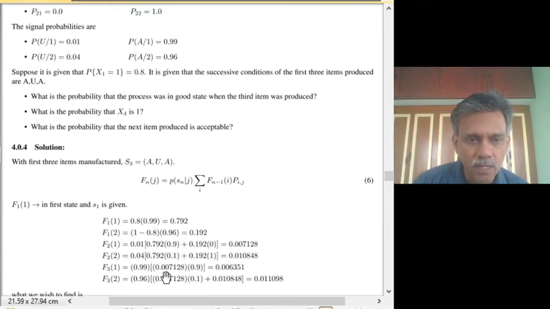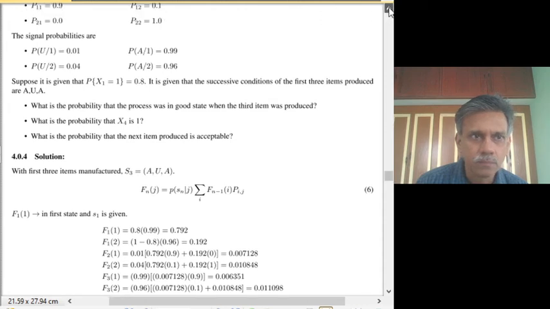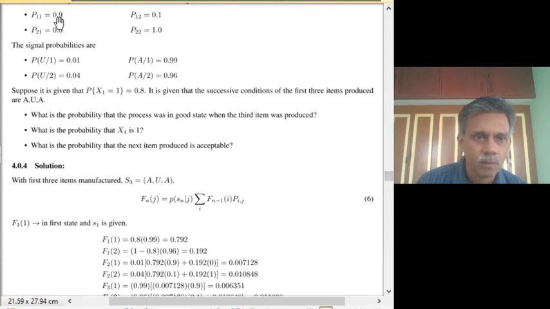If you are in state 1 at time 2, and then make a transition from 1 to 1 itself, then you have to multiply this quantity with P11, which is 0.9. Okay, so you get that one.